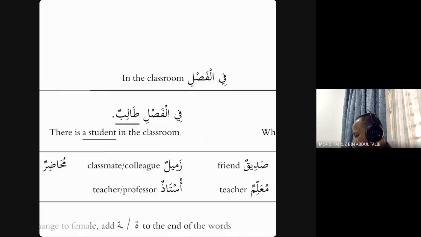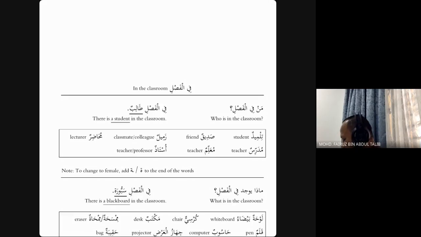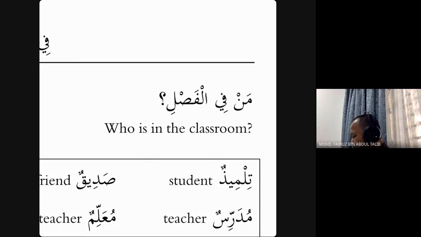So first, we are going to look at who you see in your classrooms. We are going to learn some other vocabularies. You have learned some of them, so it will be a revision and we will learn some others. So the first question for this topic is: Man fil fasli. Man, who, we have learned this word. Man fil fasli, in the classroom. Who is in the classroom?